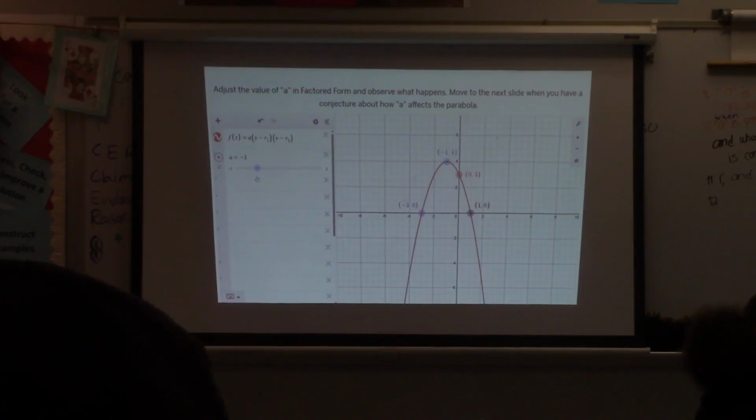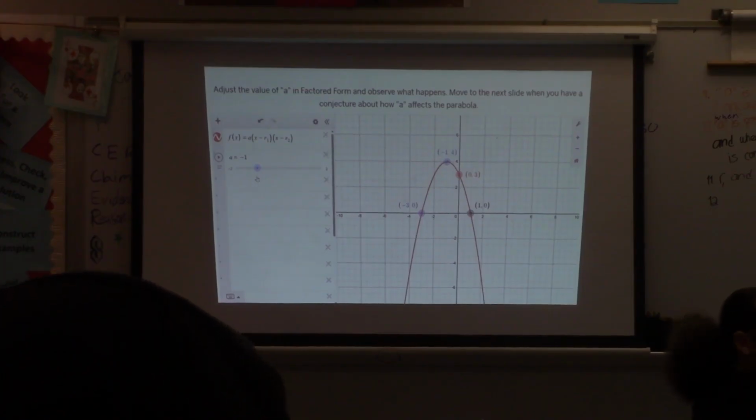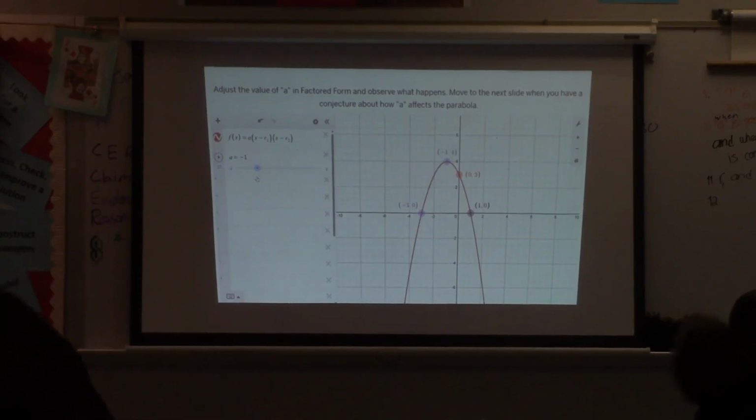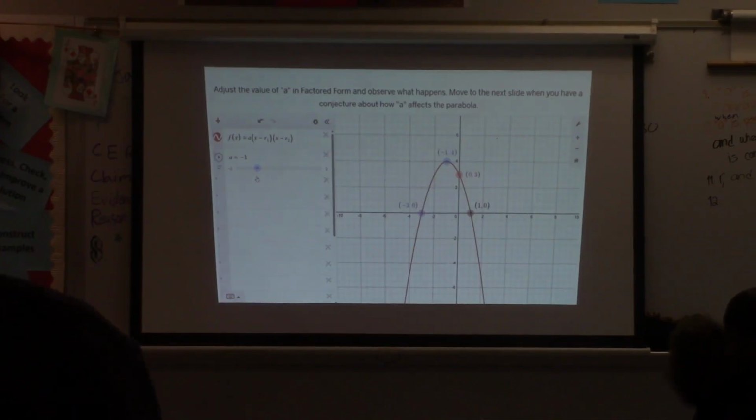When A is positive, the parabola is concave up. Okay, that's what we should have, right? So you should have those two details for sure. When A is negative, the parabola is concave down. When A is positive, the parabola is concave up.